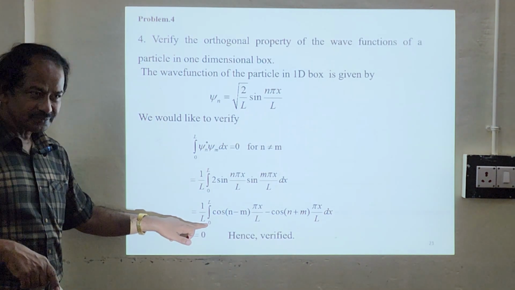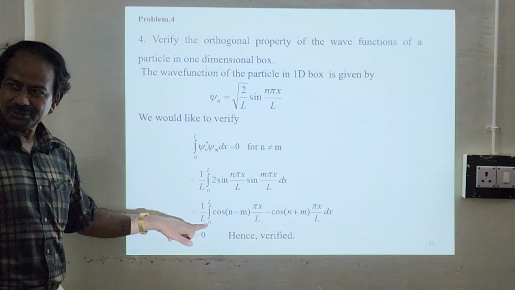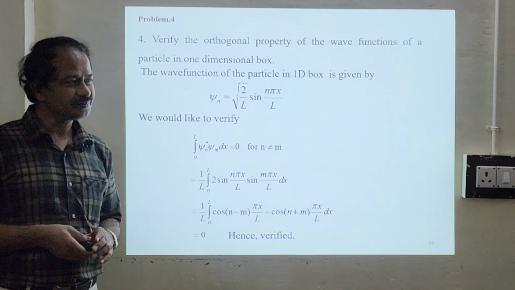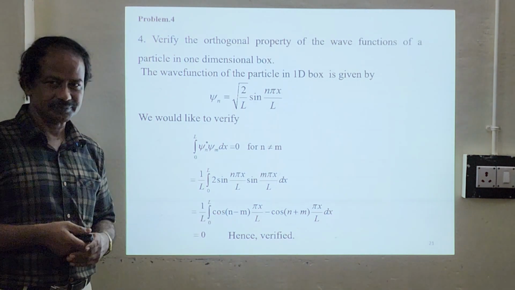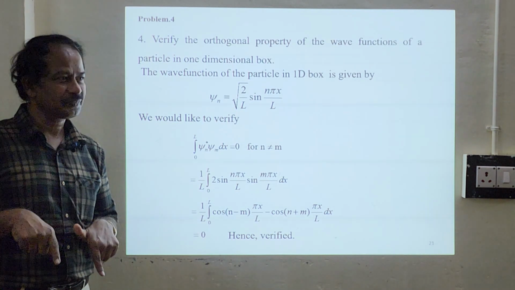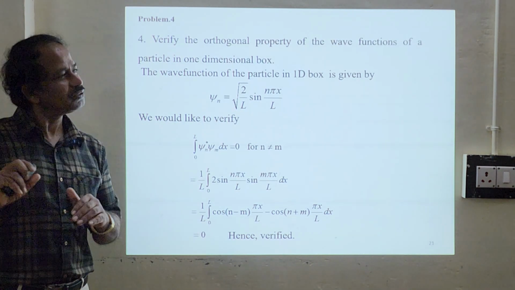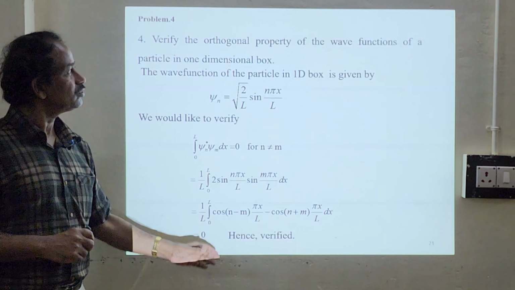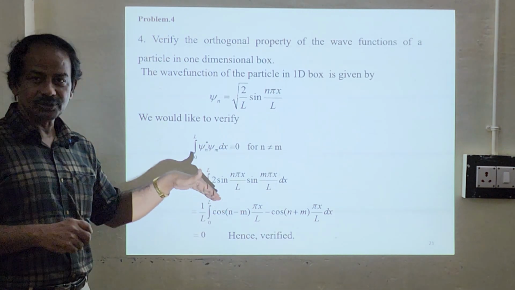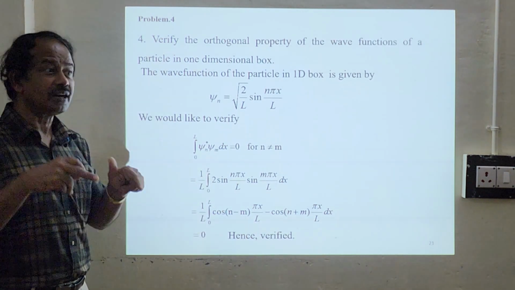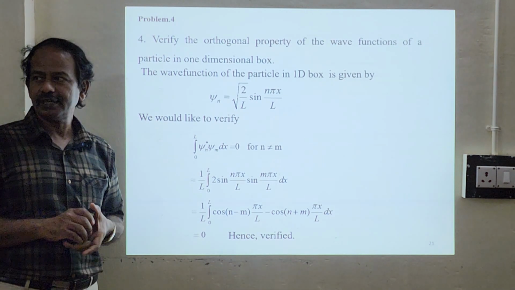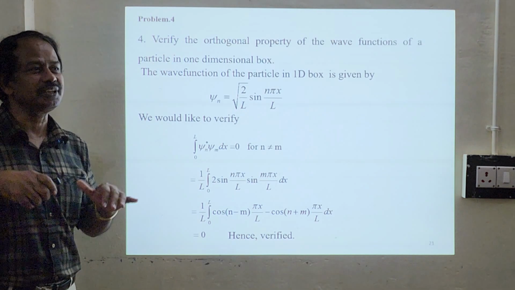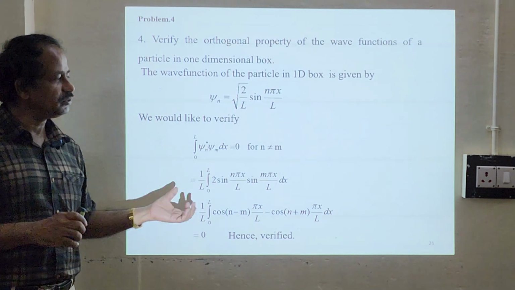You substitute the lower limit, sin 0, and the upper limit, which also becomes 0. In both conditions this becomes sin n pi. Sin pi is 0, sin 2 pi is 0, so you will get this expression as 0. Hence it is verified that the answer is 0, so both wave functions are orthogonal to each other. Usually the ground state and excited state wave functions will always be orthogonal. That's a very important conclusion.